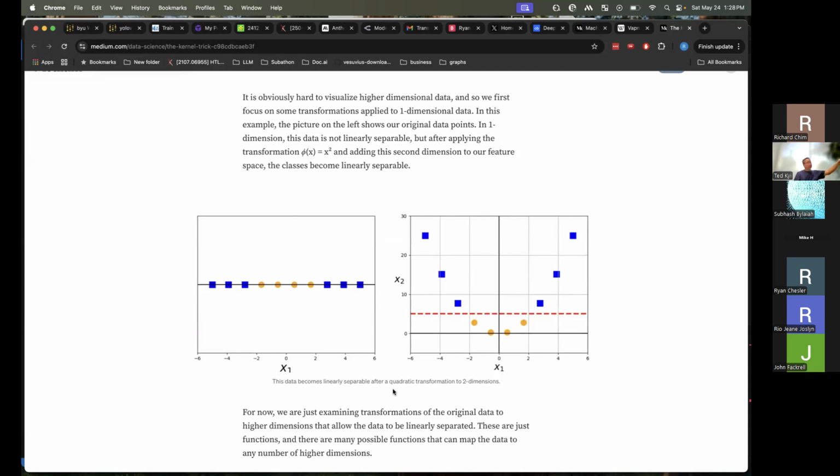The original problem on the left is 1D. The problem on the right is now 2D. We've increased the dimensionality, and we took something that was not linearly separable, and now in 2 dimensions, you can see the dotted red line. It is linearly separable, whereas it wasn't before.